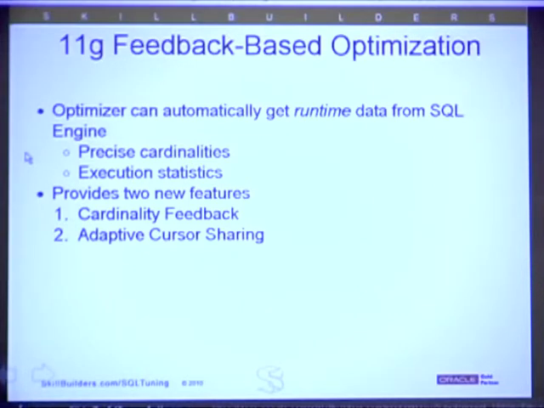Execution statistics. Row source profiling is a new feature in 11G. It sort of is an evolutionary feature, but row source profiling counts up the number of rows in each step. And those execution statistics are passed back to the cursor cache. It provides these two new features, one which I mentioned, adaptive cursor sharing, which is a commonly heard feature, but also cardinality feedback. Let's take them each in turn.